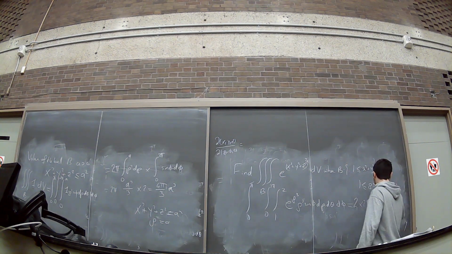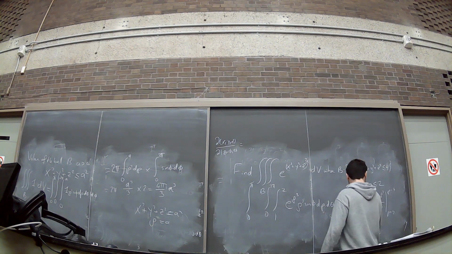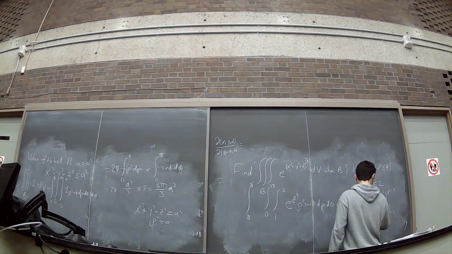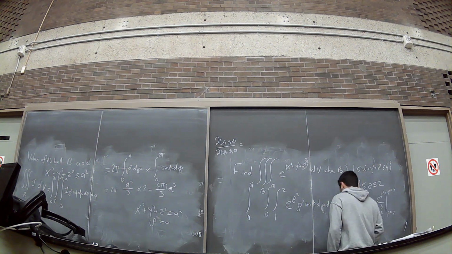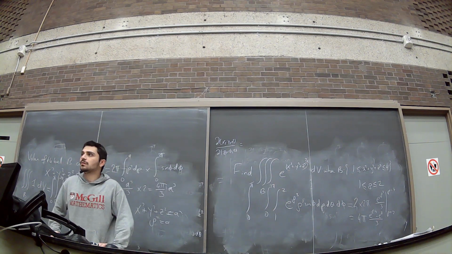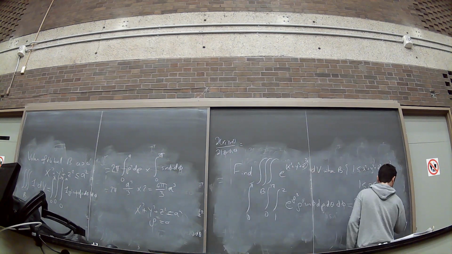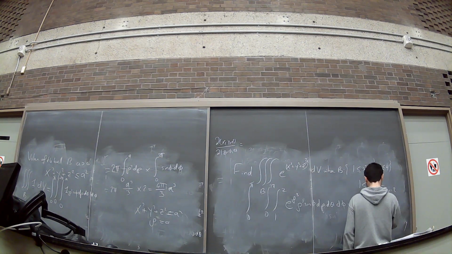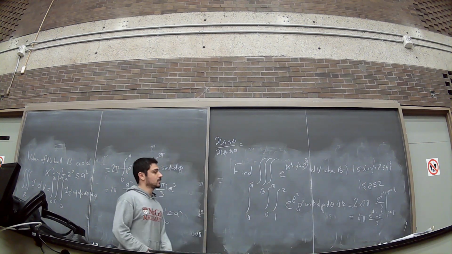From rho equal to 1 to 2. This is 4 pi times e to the 64 minus e to the 8 over 3. 4 cubed is 64. Oh, from 1 to 2, thank you. From 1 to 2, e to the 8 minus e over 3. Is that it? Yeah? Great.